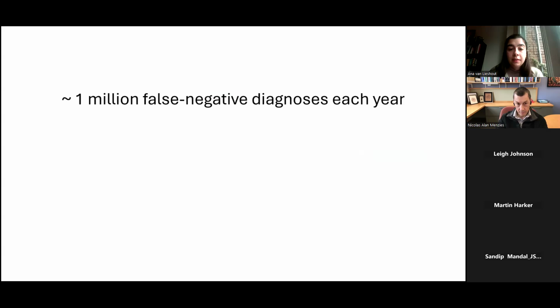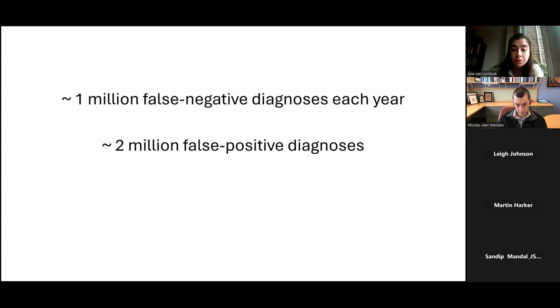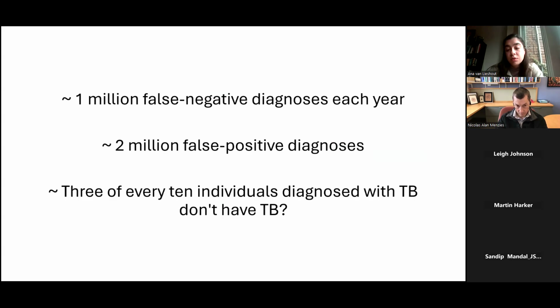So that means that 1 million people have a false negative diagnosis each year, and 2 million people would have a false positive diagnosis each year, under the assumption that 25% of those evaluated actually had TB. But that means that almost 3 of every 10 individuals diagnosed with TB actually would not have TB, which is quite a large number.